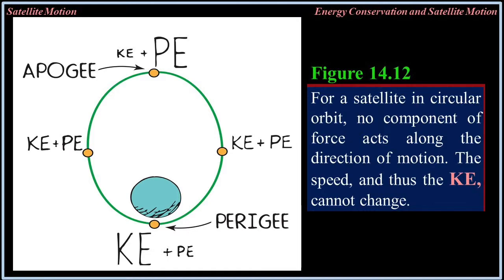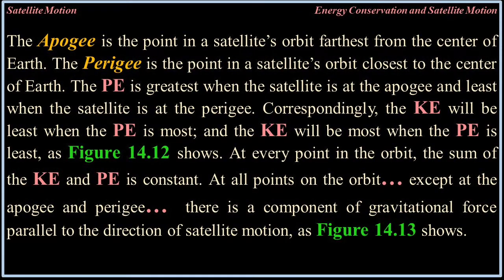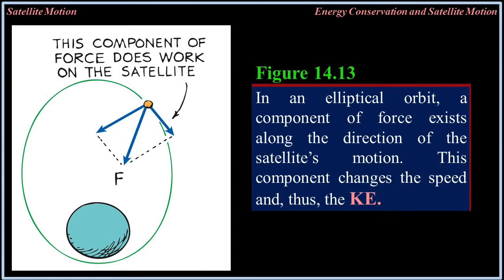The PE is greatest when the satellite is at the apogee and least when the satellite is at the perigee. Correspondingly, the KE will be least when the PE is most, and the KE will be most when the PE is least. As Figure 14.12 shows, at every point in the orbit, the sum of the KE and PE is constant. At all points on the orbit, except at the apogee and perigee, there is a component of gravitational force parallel to the direction of satellite motion, as Figure 14.13 shows.